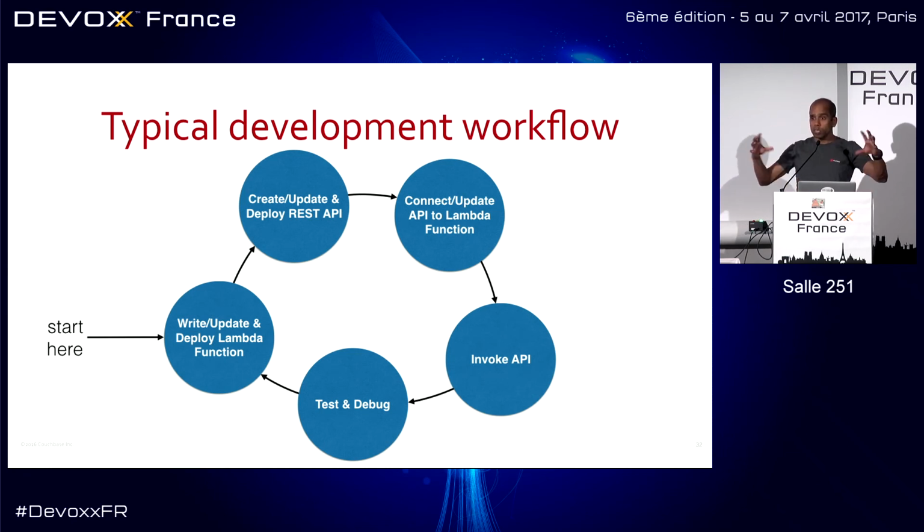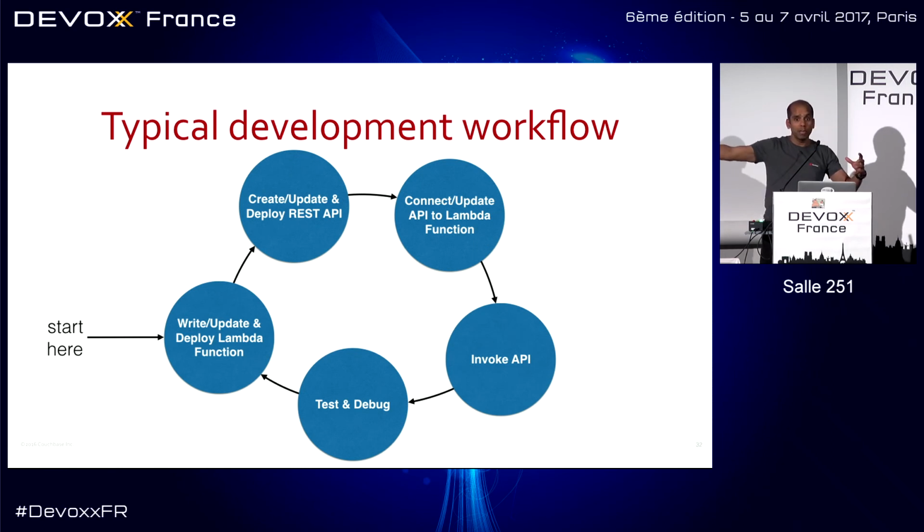So then once those two are connected, then every time I invoke the REST API it is going to trigger the Lambda function, which in turn might be storing data into a Couchbase instance. I test, debug, and then rinse and repeat. So I just keep doing that cycle again and again. So that's sort of my typical development workflow.